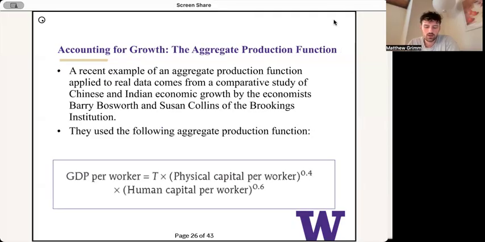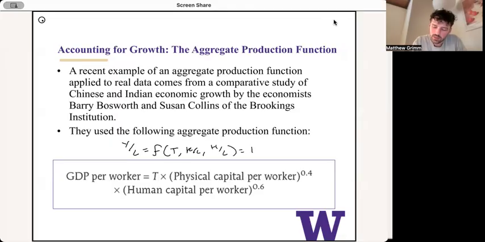Very nice. Okay, so when we account for growth, we have this aggregate production function. A recent example of an aggregate production function applied to real data comes from the comparative study of Chinese and Indian economic growth by the economists. There they are. And they use the following aggregate production function. So we have GDP per worker. GDP per worker, remember we defined it as Y over L. This is a function of technology, physical capital per worker, which we called K over L, and then human capital per worker, which is H over L.